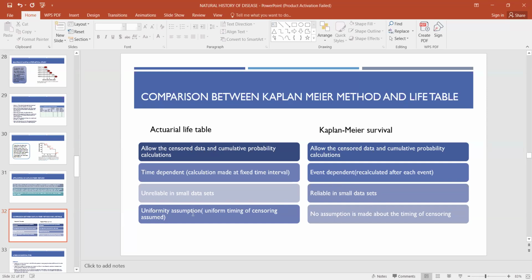Uniformity assumption: uniform timing of censoring is assumed, while in Kaplan-Meier survival, no assumption is made about the timing of censoring.